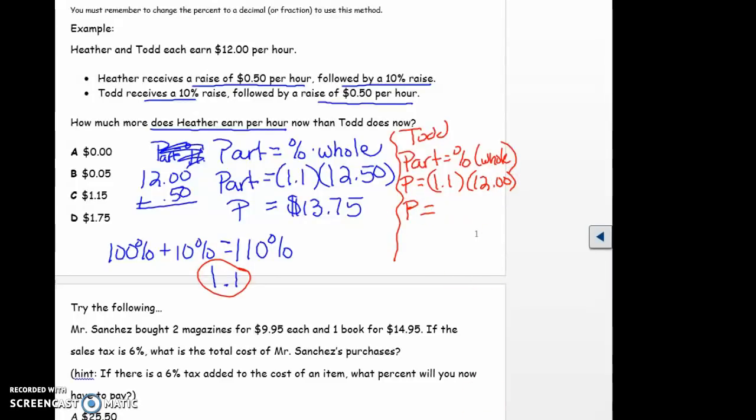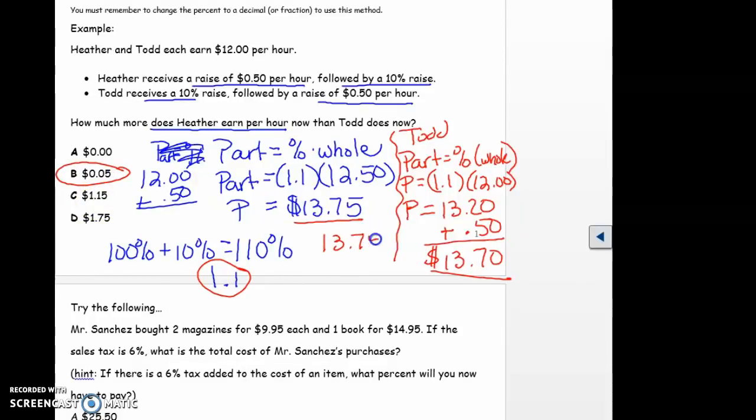When I get done with that, I should get $13.20. But now he gets a 50-cent raise. He is now earning $13.70. It's not a huge difference, but Heather is making more by how much? 5 cents. The reason I know that is because I subtract $13.75 and $13.70, and the answer here is 5 cents. Make sure you have that. I'm going to go on to the next one.